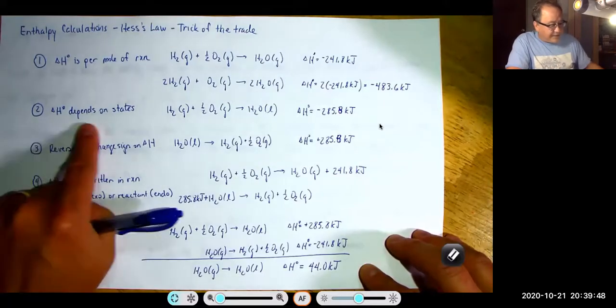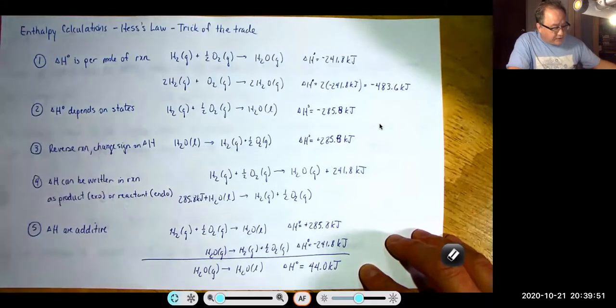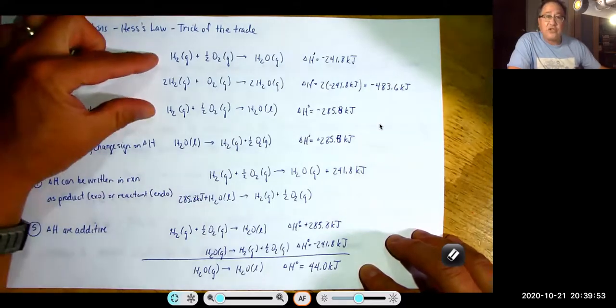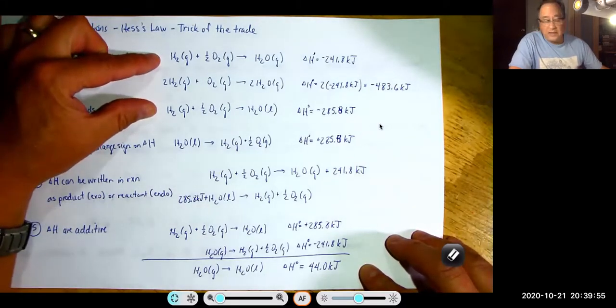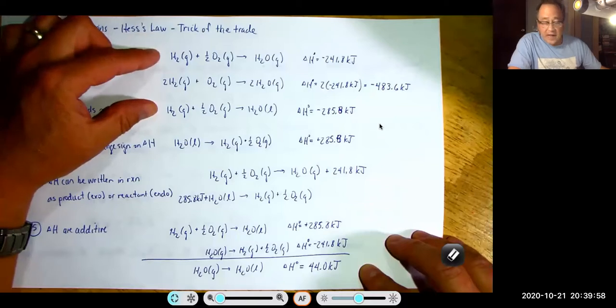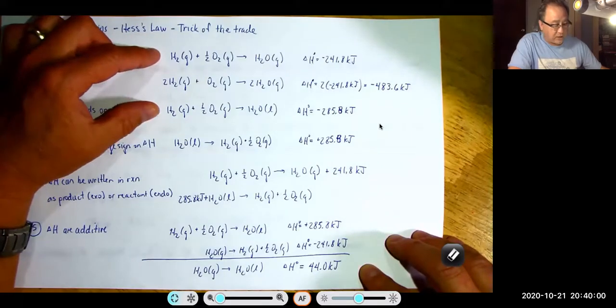Delta H depends on the states. So here, you'll see that these two reactions look very similar. H2 plus 1/2 O2, but in the top case, turning into H2O gas, in the bottom case, turning into H2O liquid.